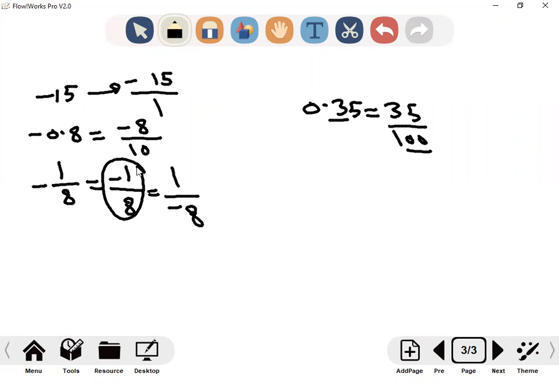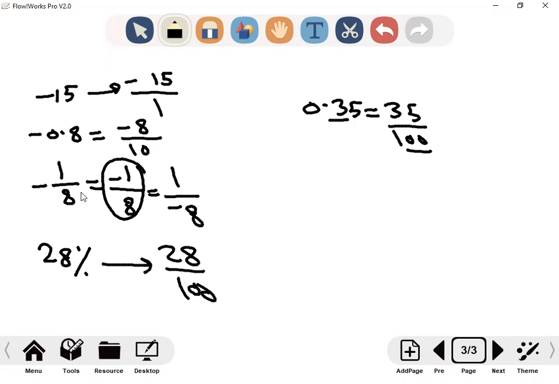Okay? Now 28%. How do we turn percent to fraction? It is over 100. Check, percent over 100. 28 over 100. So this table tells us that any number we can turn it to a fraction.